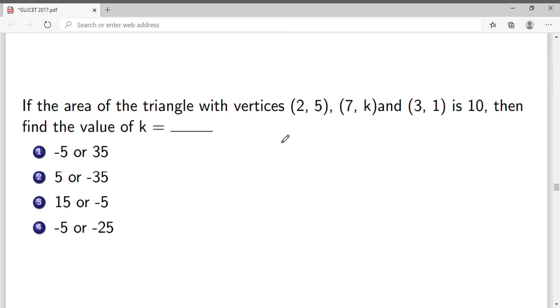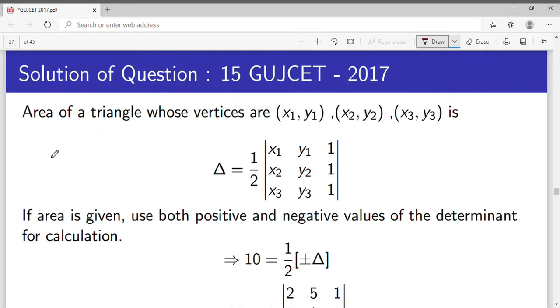This question contains area with 3 vertices given. So here we use the application of determinant to find the area of a triangle. Area of a triangle whose vertices are (x1, y1), (x2, y2), (x3, y3) is delta equal to 1 half determinant of x1, y1, 1, x2, y2, 1, x3, y3, 1. Whenever area is given, use both positive and negative value of the determinant for calculation. So you have to remember this point.